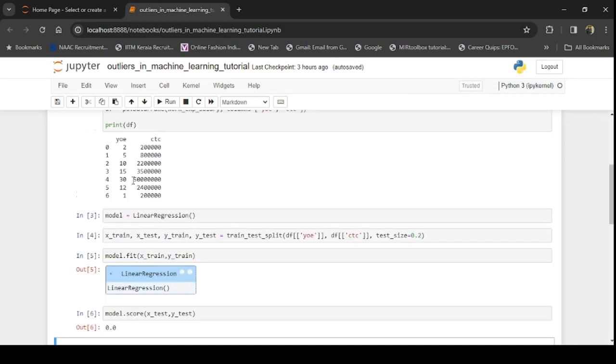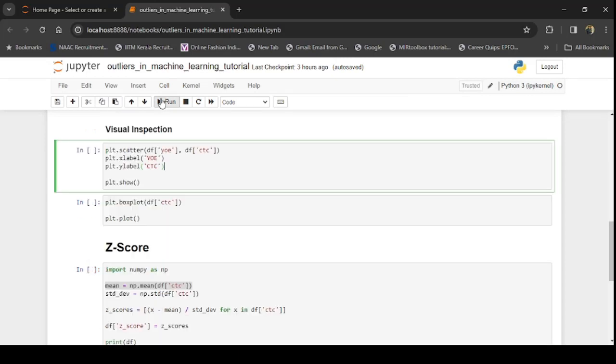with an outlier, our model score reduced drastically. Earlier, it was 0.85 or 85% accuracy. Now the accuracy dropped to 0%. By this, you can clearly understand how having outliers in your dataset affects the linear regression model we are using in this example.